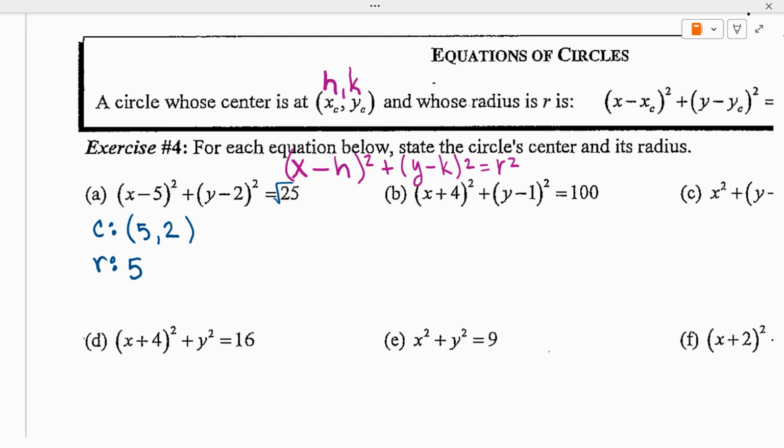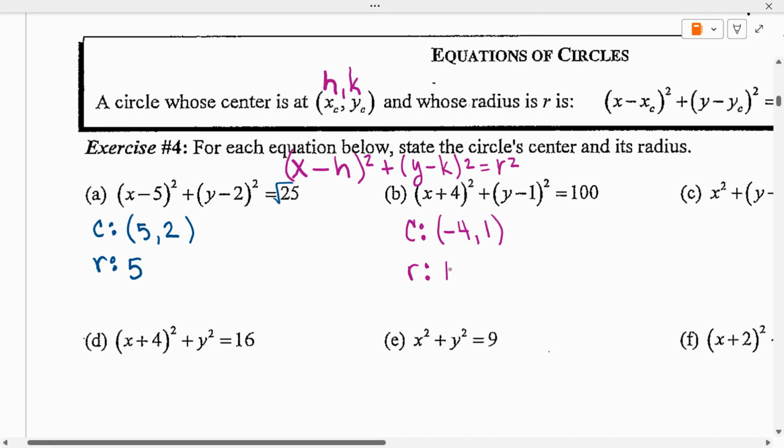How do we feel about that? Good. Okay, let's go to equation B. The center for equation B is (-4, 1). Does everybody see why the x coordinate is negative 4? Yes, because it came from minus a negative. Does that make sense to everyone? We all understand that. Okay. And the radius is what? 10. Good job.